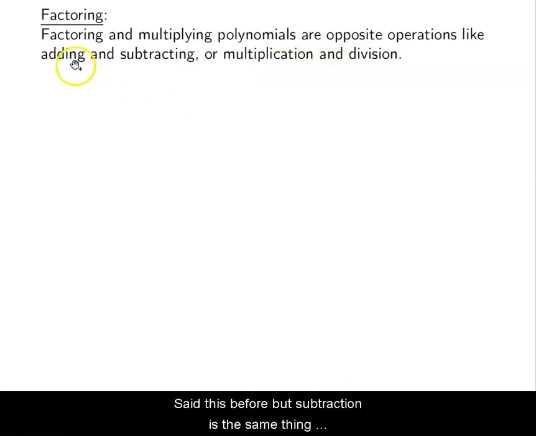I've said this before, but subtraction is the same thing as addition, and division is the same thing as multiplication, okay? If I want to subtract two numbers, I'm really just adding negative numbers, right? 2 minus 3 is really 2 plus the value of negative 3. A subtraction is really just addition. Multiplication and division are the same thing as well, right? 8 divided by 2 is really just 8 times 1/2. Okay, so you can think of these things as the same thing.